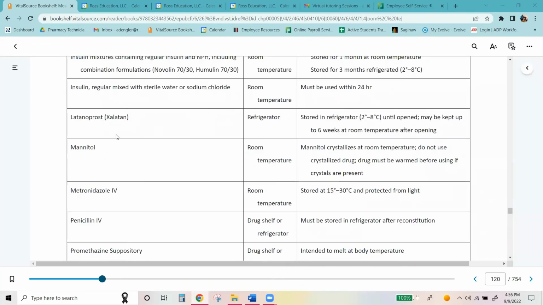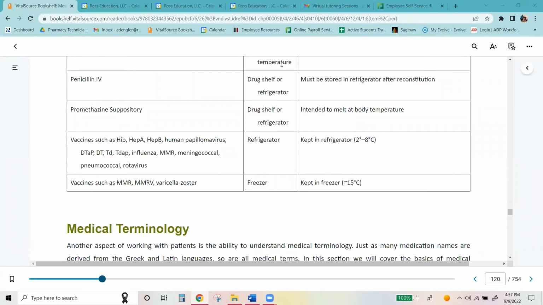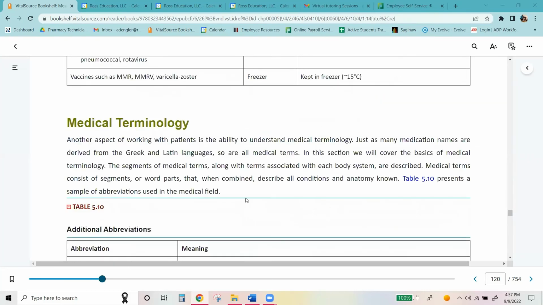The eye drop latanoprost, Xalatan, has to be kept in the refrigerator until opened, and then it can be left for 6 weeks at room temperature. And you can read through all the rest. Vaccines are probably going to be your most important fridge and freezer items, besides the expensive medications and insulin and stuff like that.